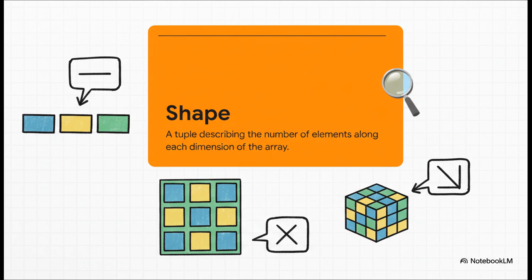And this shipping container analogy is perfect. A one-dimensional array is like a single row of boxes. Its shape is just (length,). A two-dimensional array is more like a grid, right? Boxes stacked in rows and columns. That gives it a shape like (rows, columns). And a 3D array, well, that's our cube, with a shape of (depth, rows, columns). This little tuple, the shape, is basically our map to the entire structure of the data.